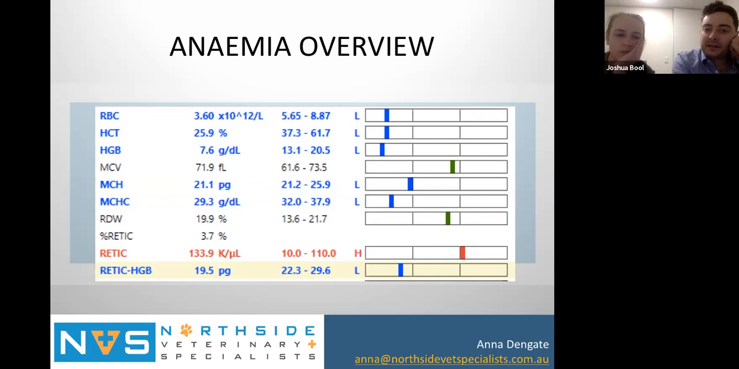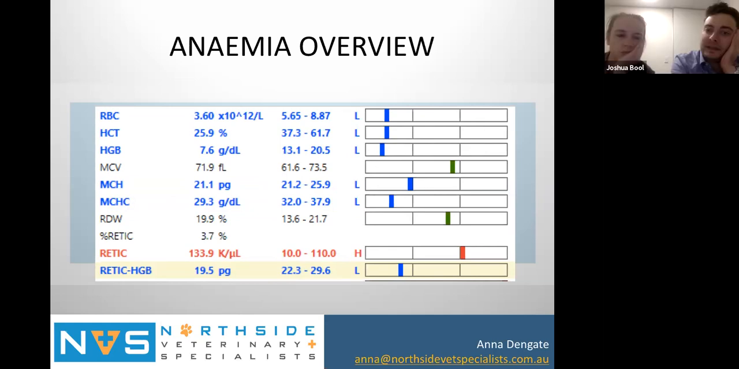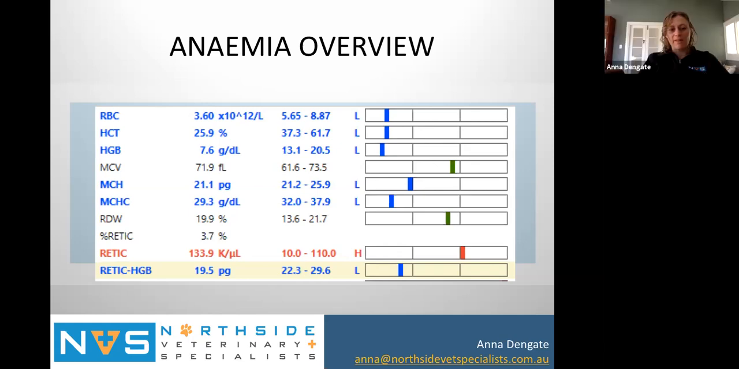So mildly regenerative, normocytic, hypochromic anemia. Good. Excellent. So what does the hypochromic tell you in this context? There's probably a lot of reticulocytes. Yeah, totally. So the same amount of hemoglobin in a bigger volume of cell, so it reads low.